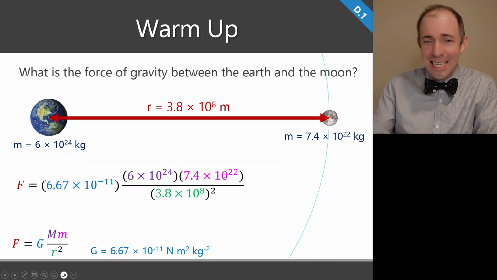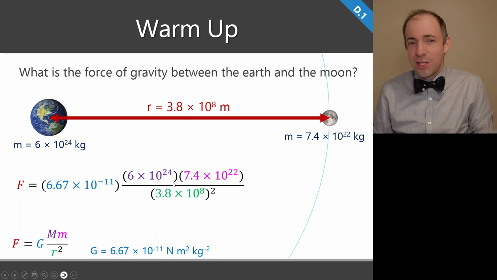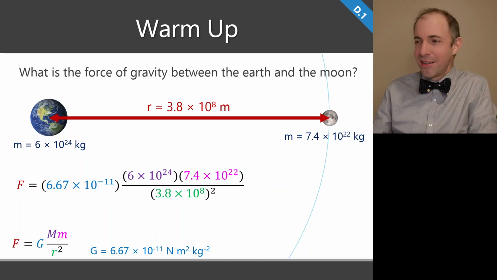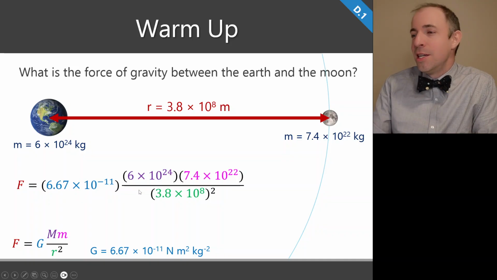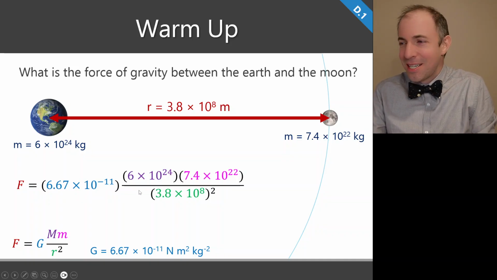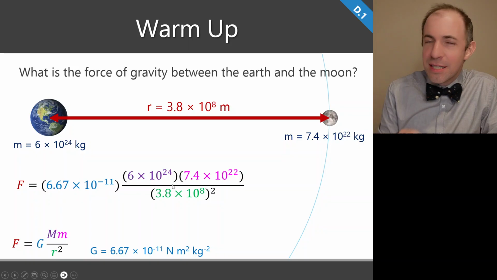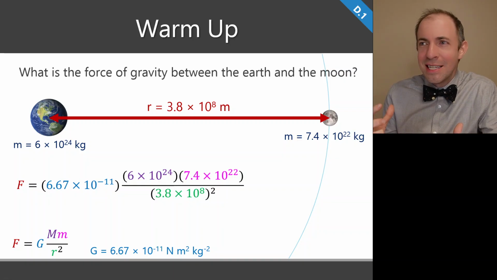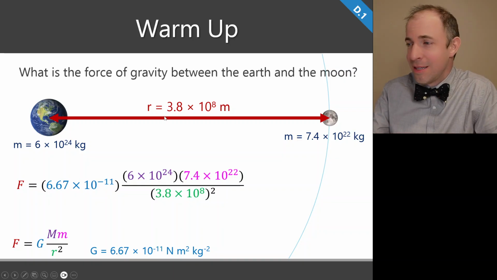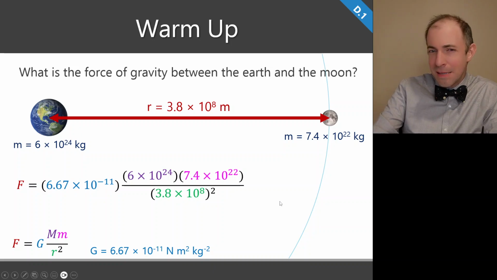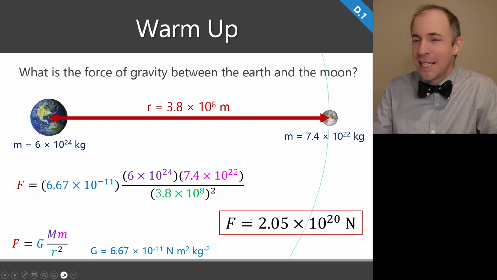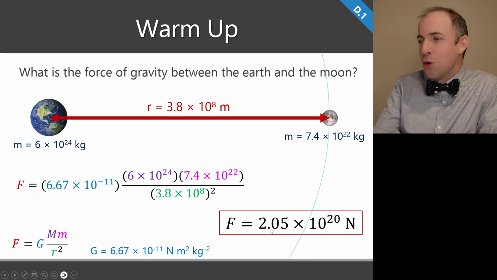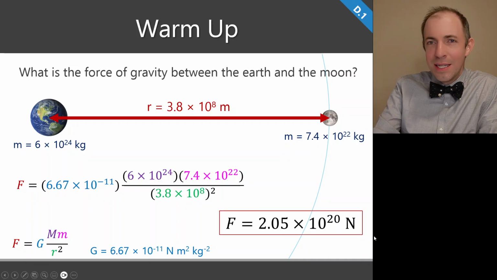You'll notice everything here is in scientific notation, which can sometimes be a pain to plug into a calculator. I strongly recommend using the E notation on your calculator to minimize your calculator button clicks and also maximize the likelihood that you're not having an order of operations error that a calculator might make when dividing by scientific notation. Remember again, don't forget that squared in the bottom. You will end up getting a whopping force of 2.05 times 10 to the 20th newtons.